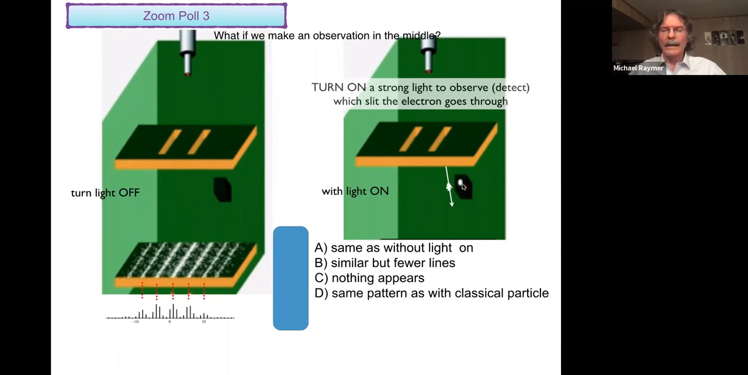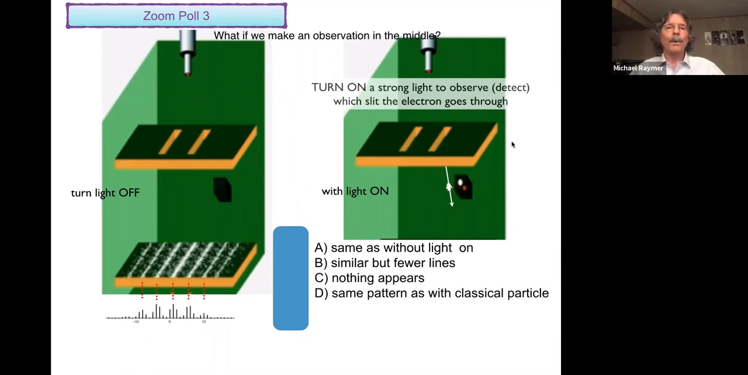The way we can do that is to shine a very bright light source onto this region. If the electron goes through this slit, we're going to see a bright flash of light here. If it goes through this slit, we're going to see a bright flash of light someplace in this region. And we put a camera to the side, or you just look with your eyes, and you can see these flashes, flash, flash, flash, flash.